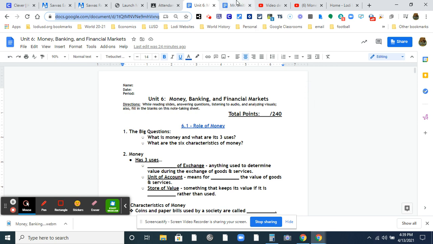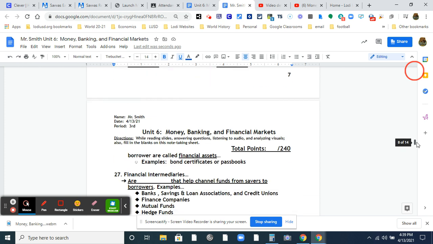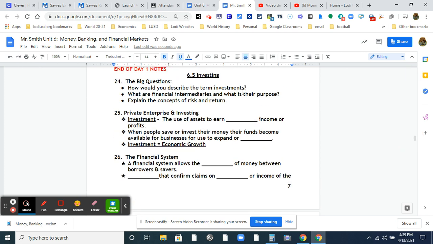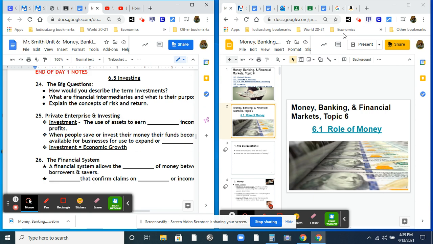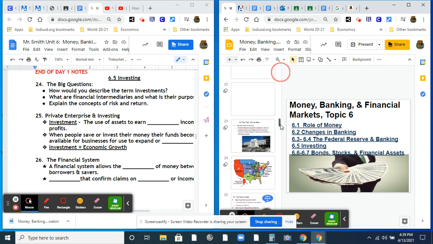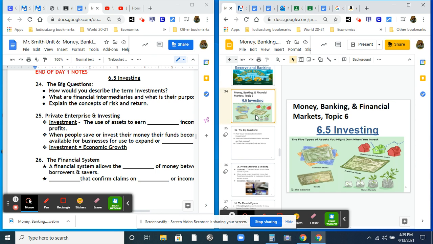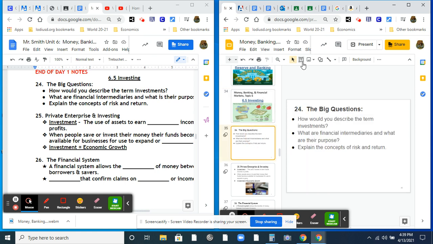All right, so let's continue where we left off. We finished the first 23 slides on day one, basically. So we're picking up on slide 24. And basically, we're going to cover 6.5, 6, and 7, which will be investing, bonds, stocks, and other financial assets. So let's get there. So we're here. 24, 6.5, slide 34. All right, the big questions.